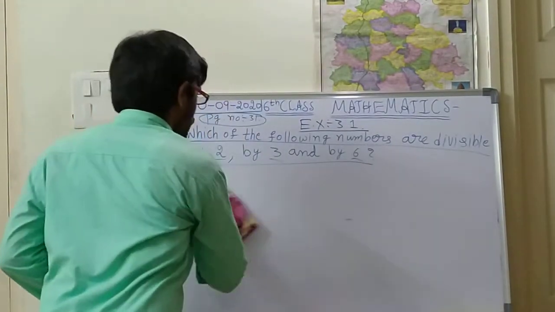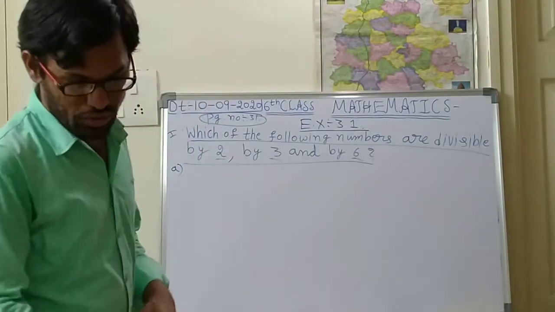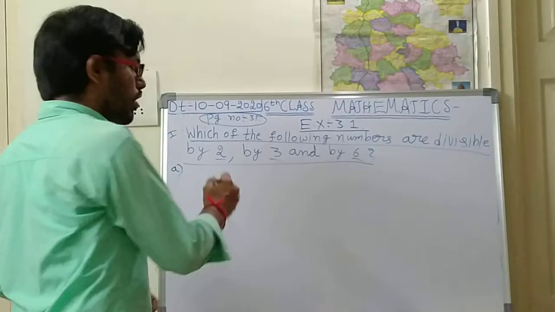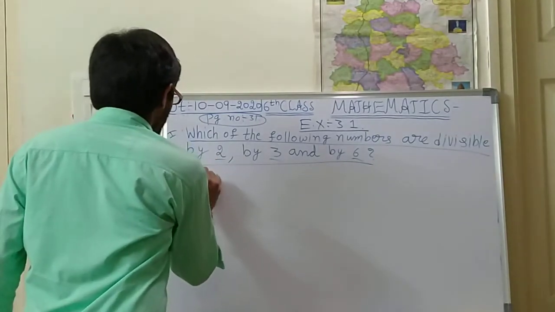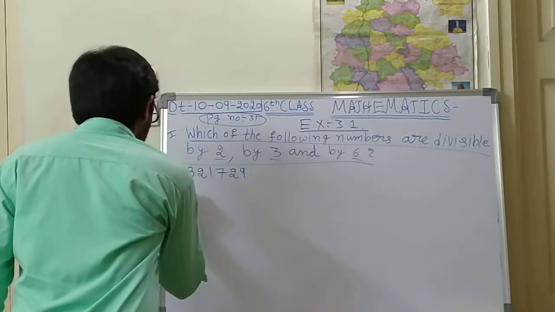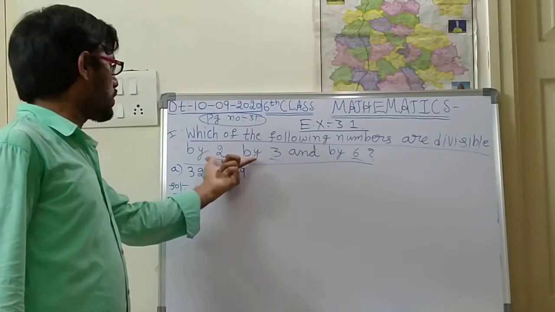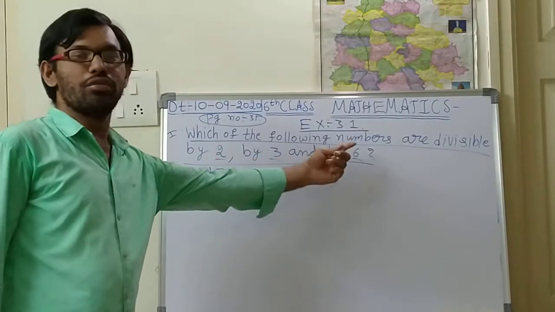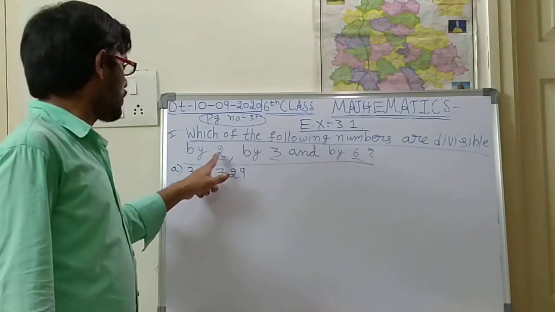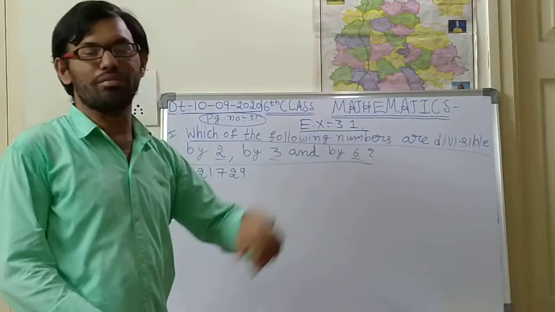So here see the first one. In this first problem, what is the first problem? 3, 2, 1, 7, 2, 9. Solution: how are you supposed to do it? Here in the question there are 3 divisibilities. What is the first one? By 2. Second, by 3, and the last one is by 6.